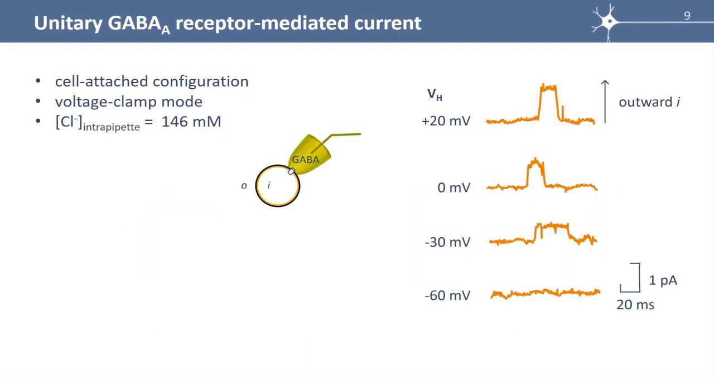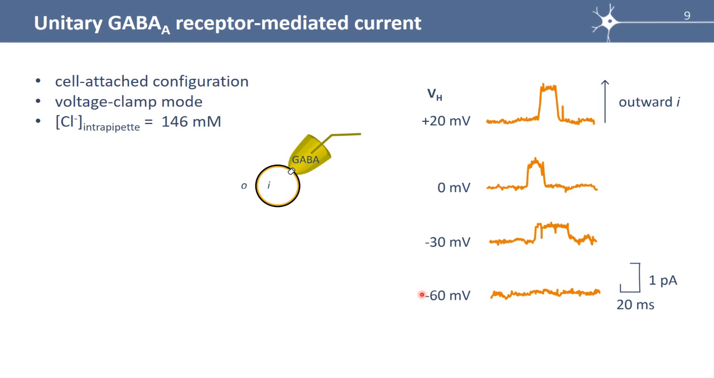Which type of ions cross the GABA channel? To address this question, we record the unitary GABA current. We record in cell-attached configuration to record a single channel activity, and we record in voltage clamp mode to record a current. In this configuration, the pipette solution corresponds to the extracellular medium because it's extracellular to the recorded channel. So in this pipette, we add the extracellular concentration of sodium, potassium, and chloride, here 146 millimolar, and we add also GABA to open the GABA channels.